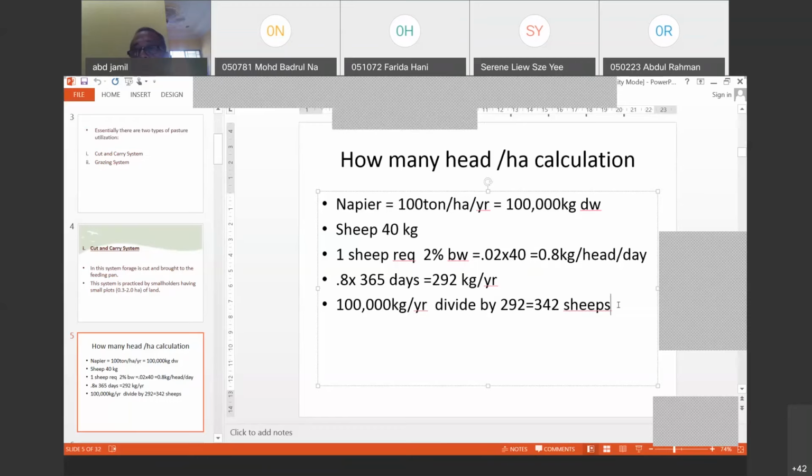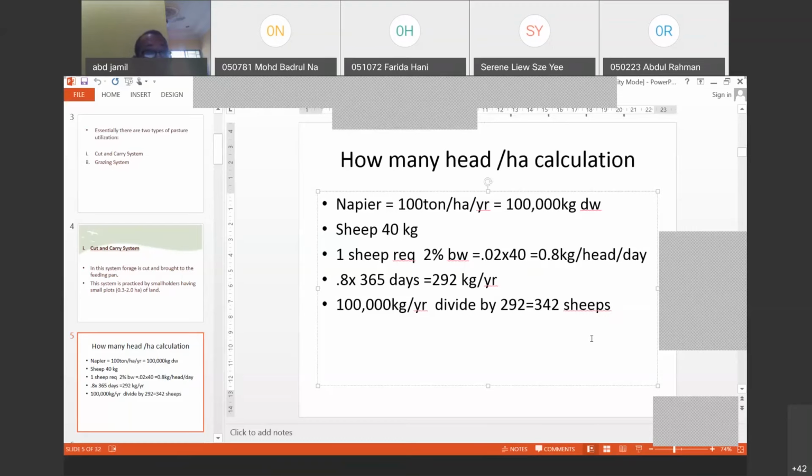Normally, the dry matter content is about 25%, depending on when you harvest. Is it in the morning or in the afternoon? And then what stage of maturity? Is it early stage or late stage of maturity? So that influences the moisture content in the grasses.